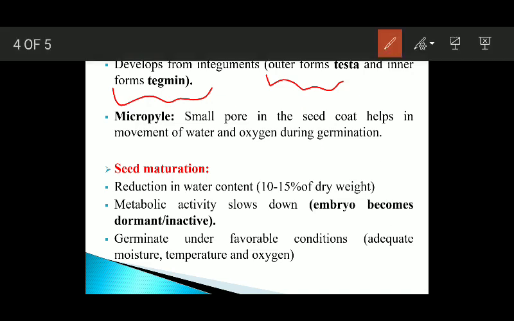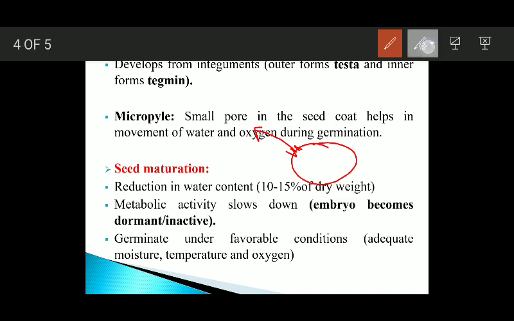Now the micropyle. What is micropyle? Micropyle is a small pore in the seed coat, and this micropyle helps in the movement of water and oxygen during the germination process. When we sow seeds, when you allow seeds to grow in the soil, they possess a small opening or pore here. This pore is the micropyle. The function of micropyle is that it allows the movement of water and oxygen during the germination of seed in the soil.